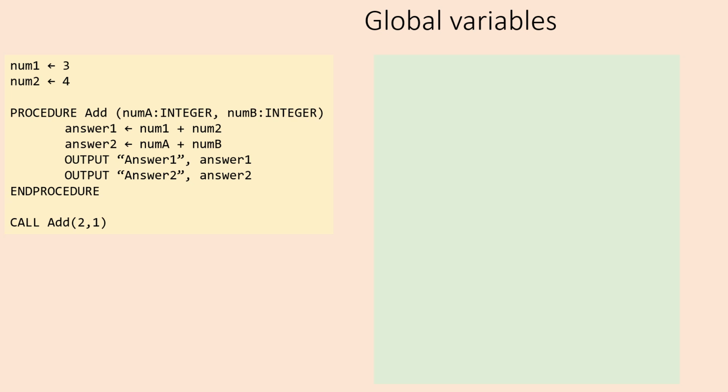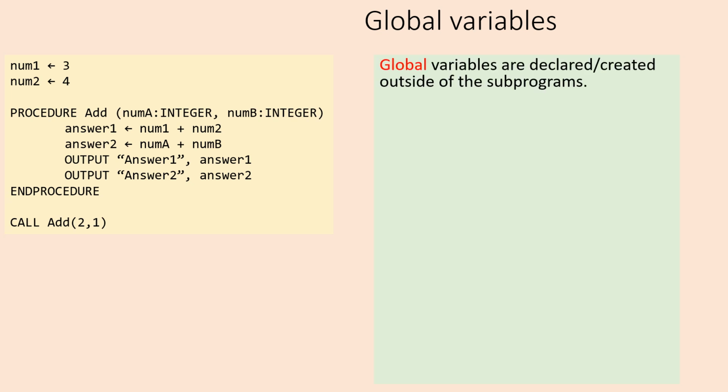Right, global variables. Global variables are declared or created outside of the subprogram. So can you see any global variables in this code? Again, if you want to pause the video and just have a look, see if you can spot them, and then we'll talk through where they are and what they do. Okay, so there's two global variables. They're created or declared outside of the subprogram.